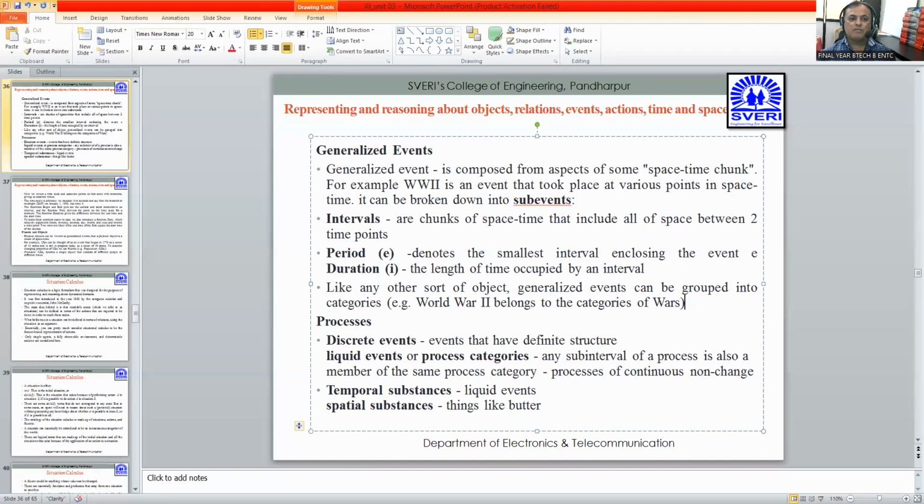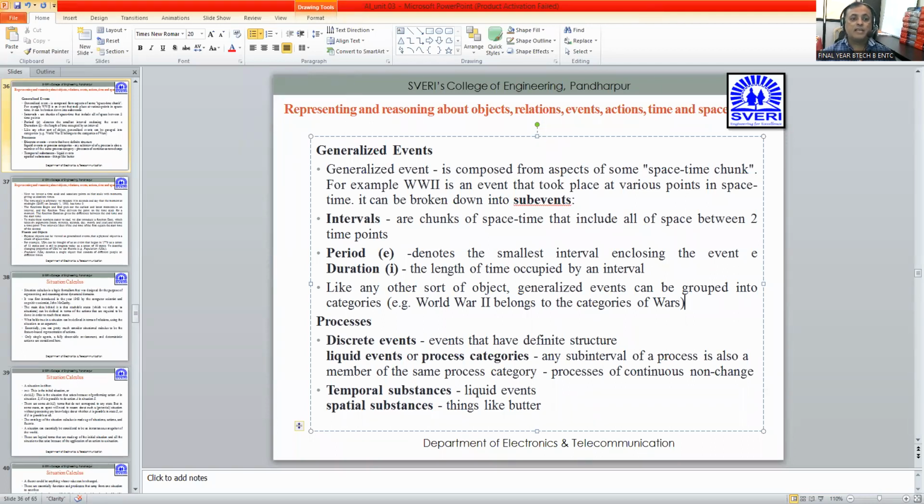So in this war, you can calculate generalized events, that is, breaking down into sub-events. You can calculate the intervals between these wars. You can calculate the period E, you can calculate the duration I. Everything you can calculate. Like any other sort of object, a generalized event can also be grouped into different categories.